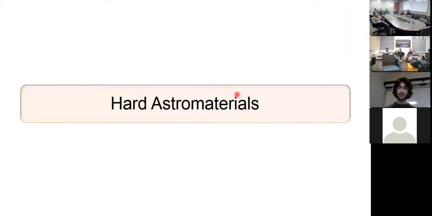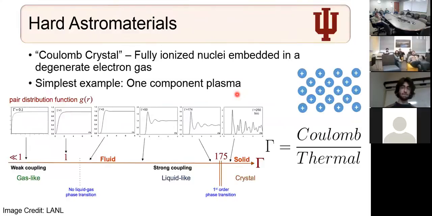Okay, so let's go back to that crust and let's talk about the outer crust in particular. So I mentioned, stars freeze. So why doesn't our sun freeze? The short answer is that it's too hot and it's not dense enough. But if you take any material and you make it cold and you compact it, it's going to crystallize.